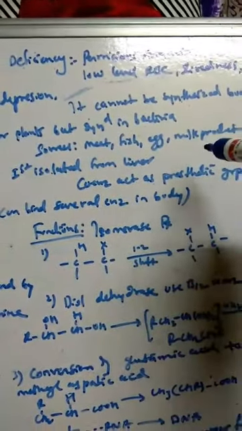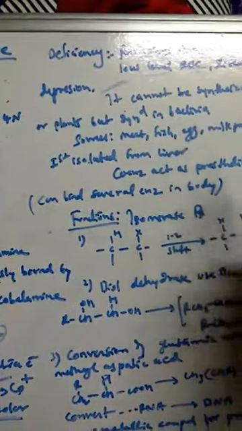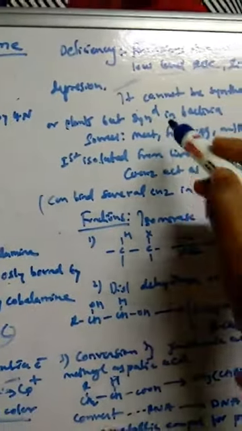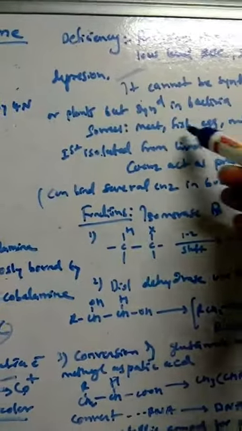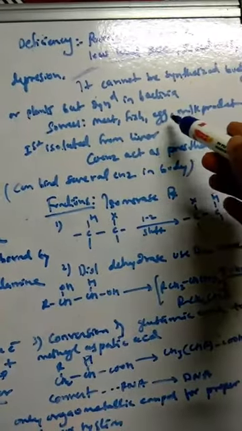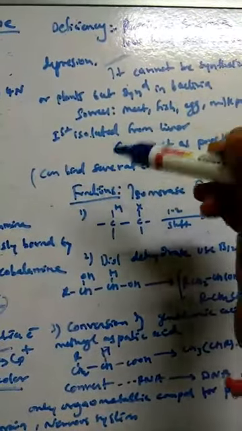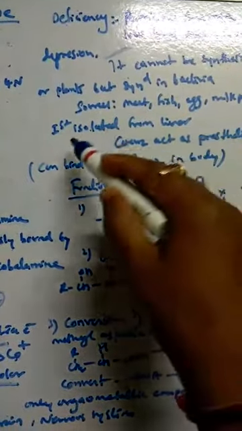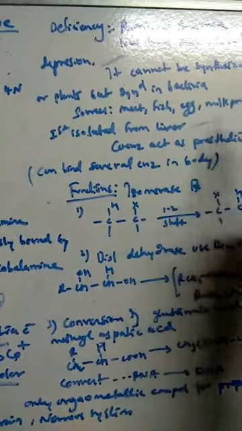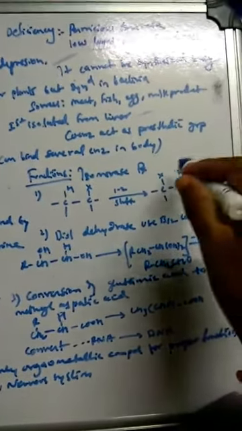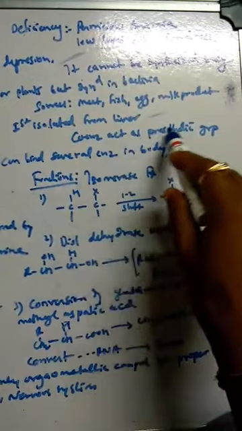And as I said, it cannot be synthesized in the body and plants, but it can be synthesized in bacteria. And where do we get this vitamin B12? We get it in meat, fish, egg and milk products. These are the sources of vitamin B12, and it was first isolated from the liver.